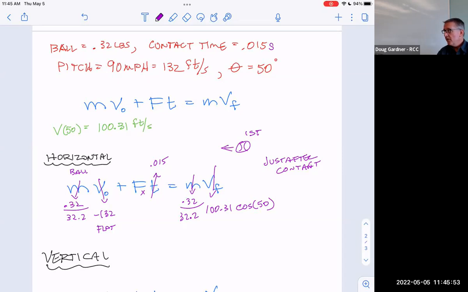This is what I showed you at the start of class yesterday. We like that because it's only got one unknown. So I can find the force of X now. That's kind of cool.